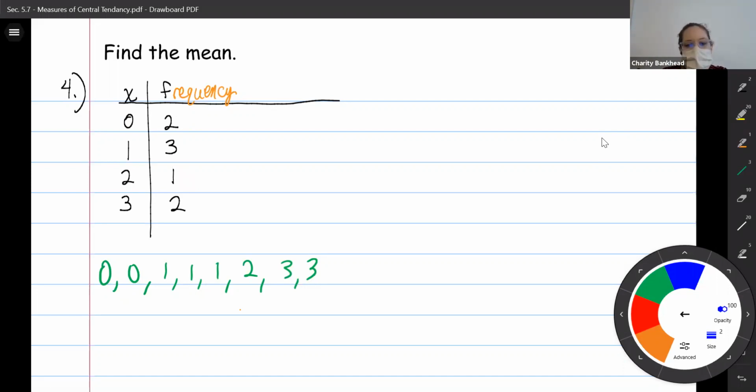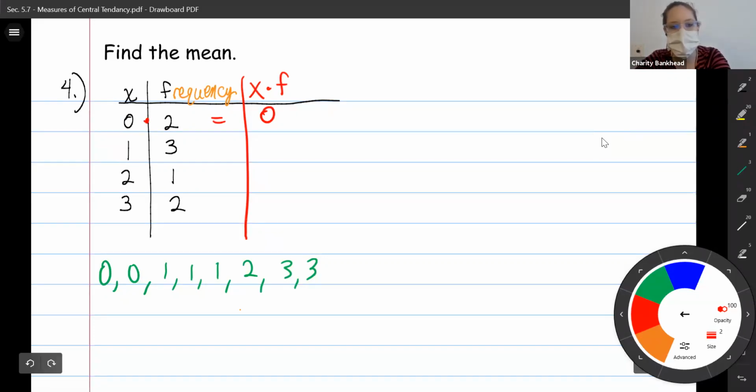All right, so a quick way to find the mean with this type of data set is to multiply across each row. So multiply the x value times the frequency. So 0 times 2 equals 0. 1 times 3 equals 3. 2 times 1 equals 2. And 3 times 2 equals 6.